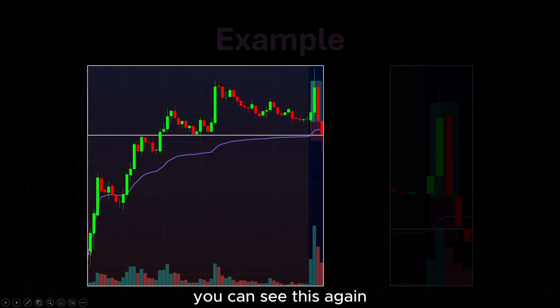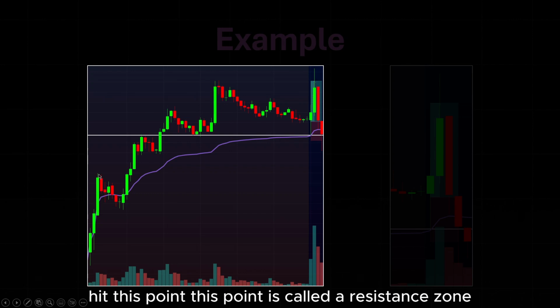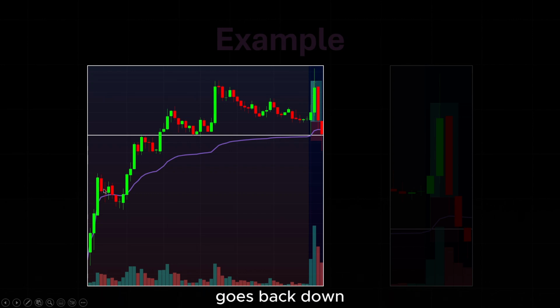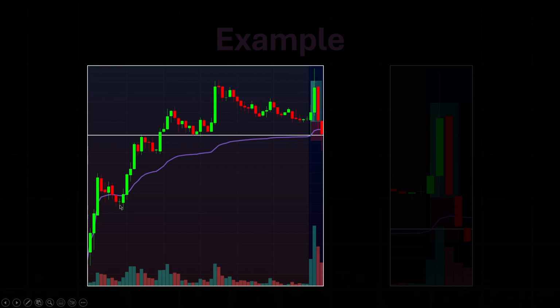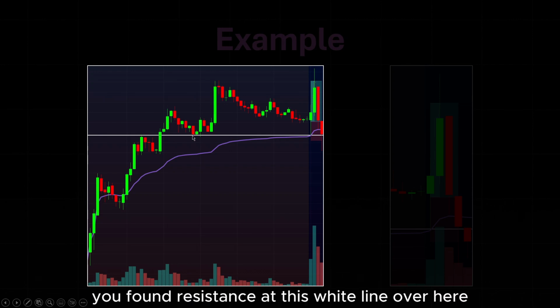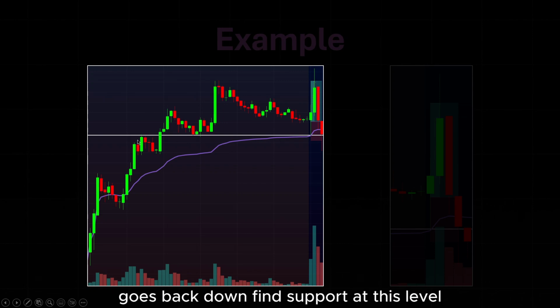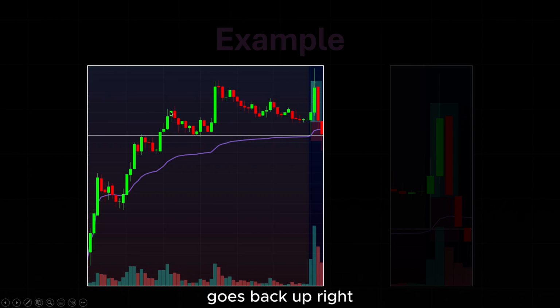You can see this, again, it's very similar. Stock went up, hit this point called a resistance zone. Goes back down, this point right over here is called a support zone. Bounces off of it, continues going back up. Then, this is key over here, it found resistance at this white line over here. I've just drawn it on the chart. Goes back down, finds support at this level, goes back up, right?